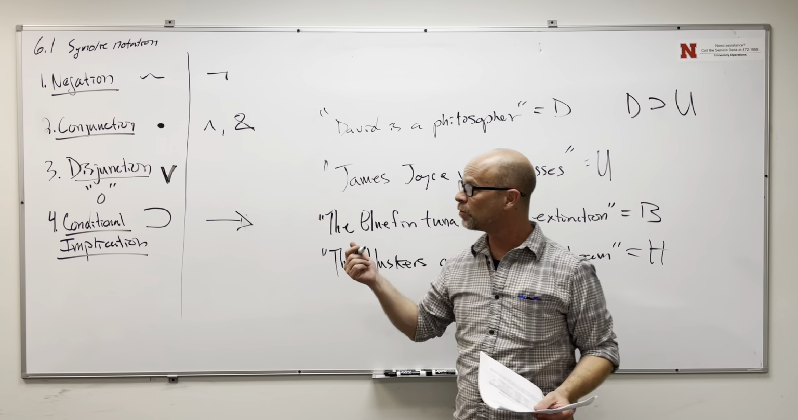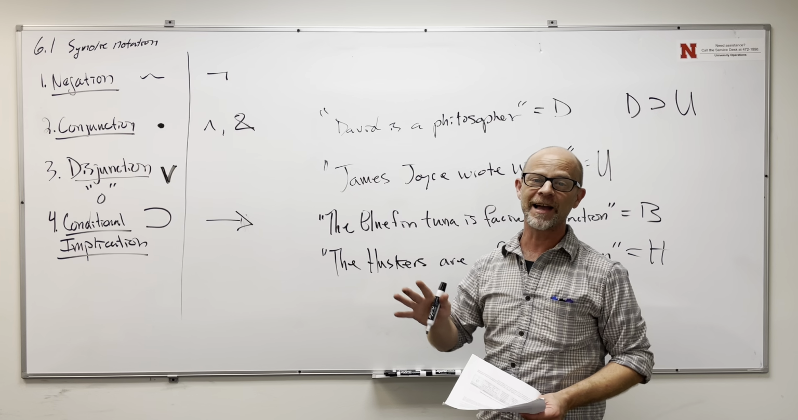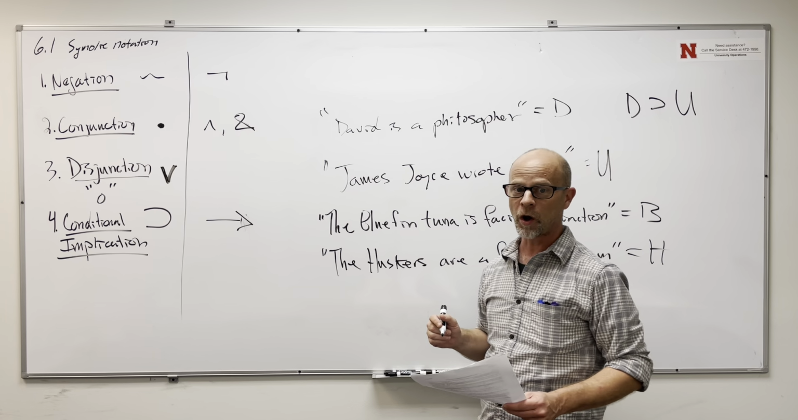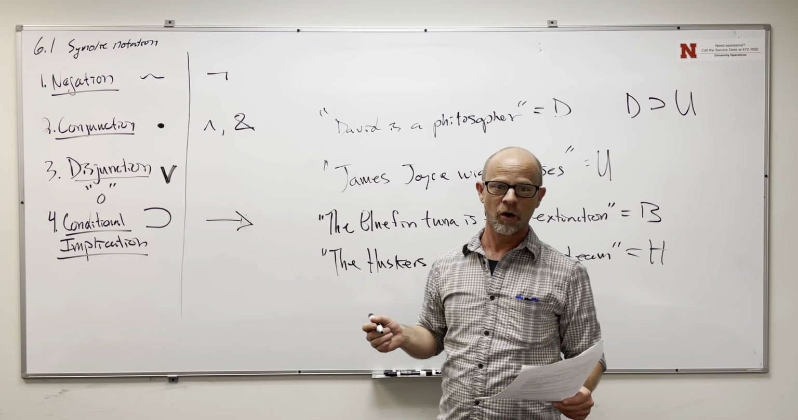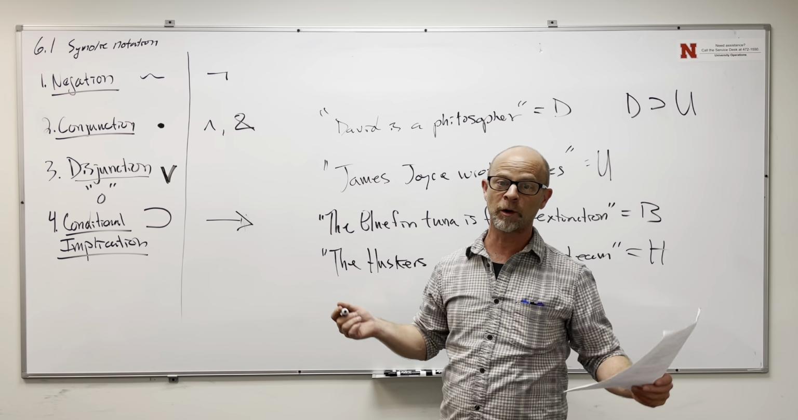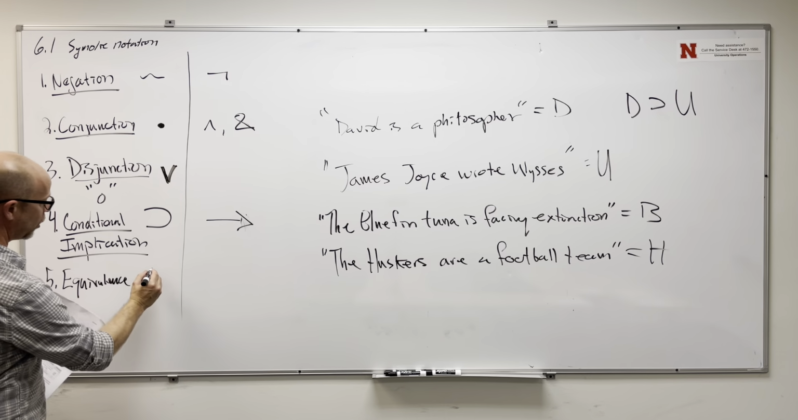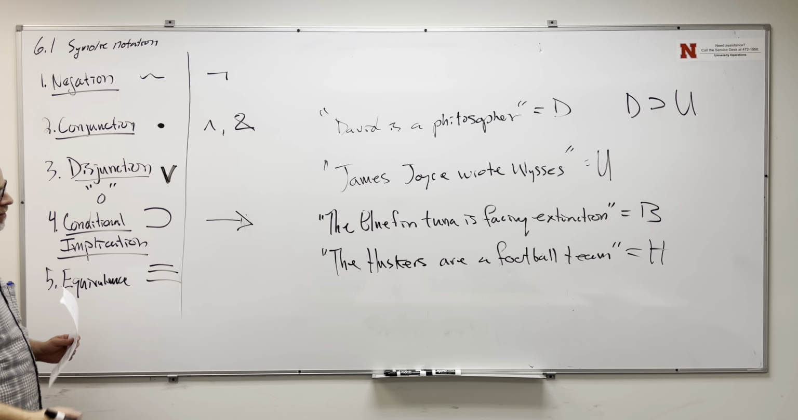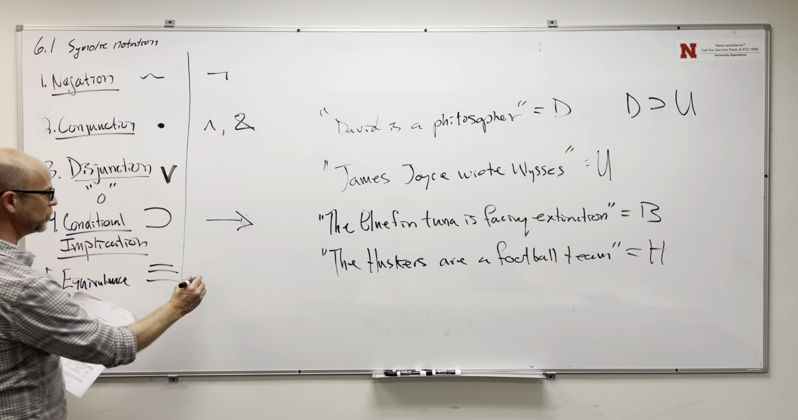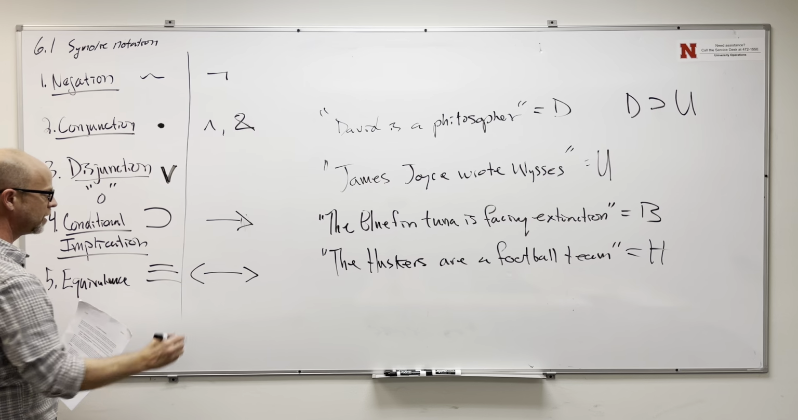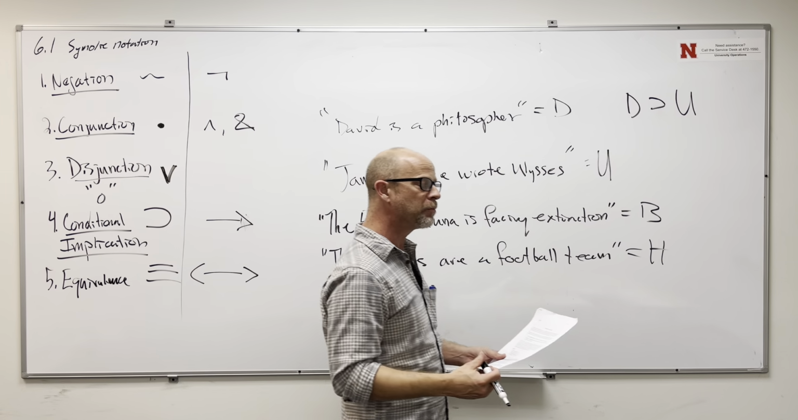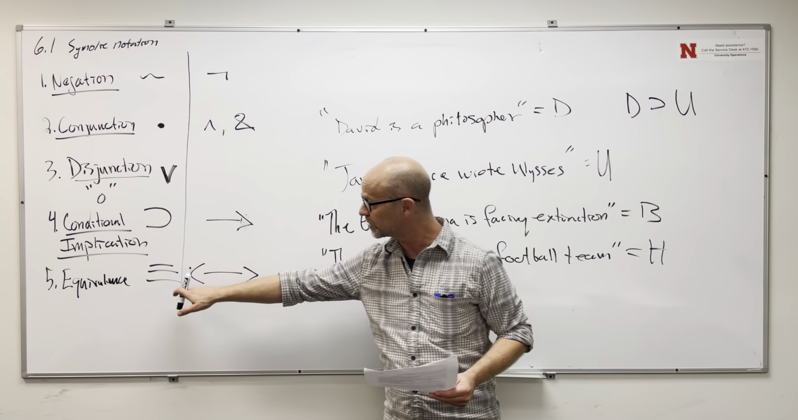All right, so now let's introduce our fifth and final logical connective, which is called equivalence, or sometimes referred to as the triple bar. Right? So here it's the triple bar. There are sometimes when people use a double arrow like this. Either way is fine, but for our purposes, we are going to use the triple bar.